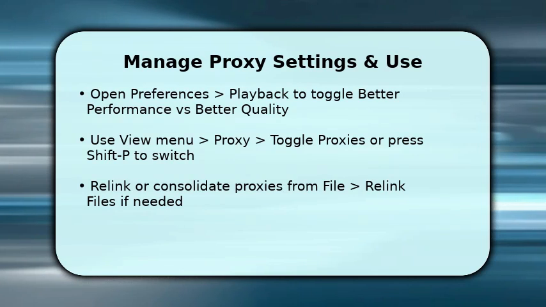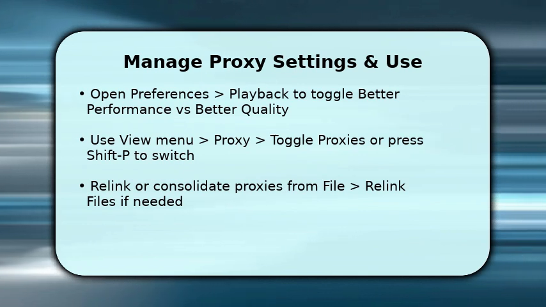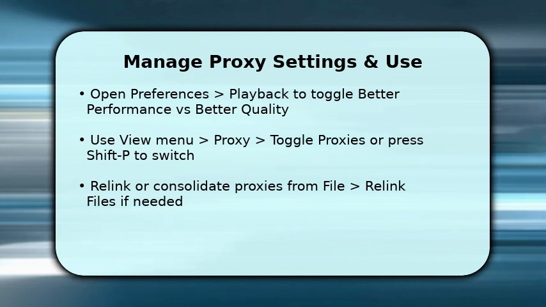Now make sure Final Cut Pro is configured to use those proxies. In Preferences Playback, favor better performance to prioritize proxies during editing. Then use the View menu, Proxy, and Toggle Proxies, or press Shift-P, to switch between proxy and original media quickly.